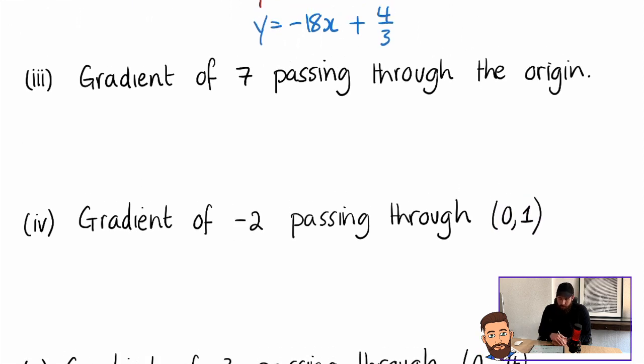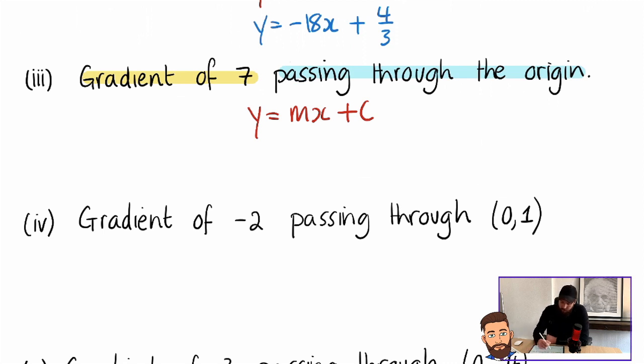Next one. We need to write down the equation of a straight line. Remember, y equals mx plus c every time. Write it down. The more you write this equation down, the more it's going to stick in your head. What's the gradient? The gradient is 7. And this is interesting: passes through. So it says this line is passing through the origin. So we'll talk about that.